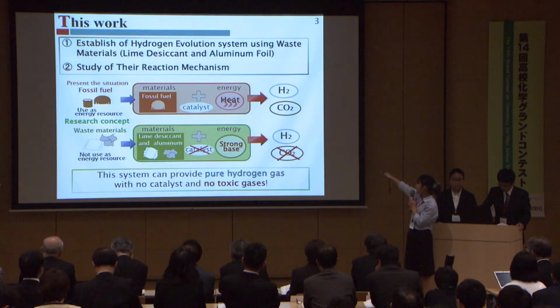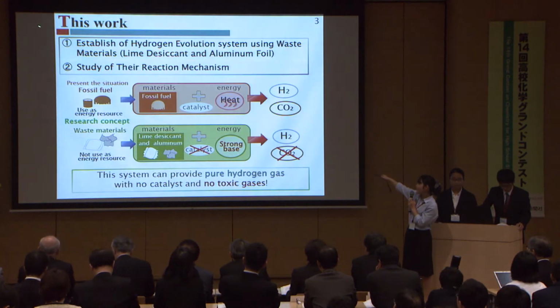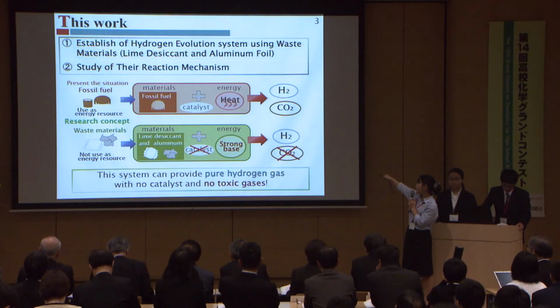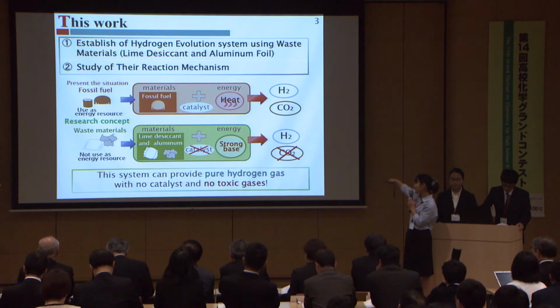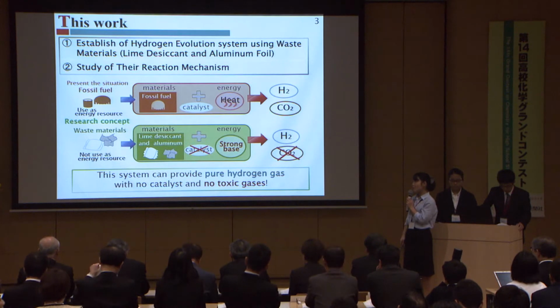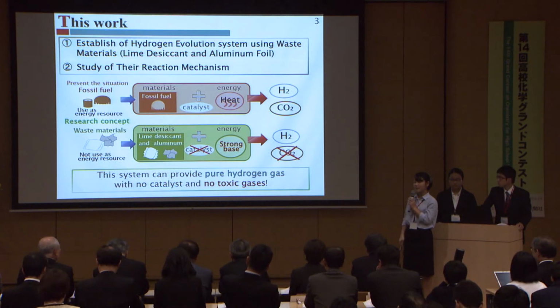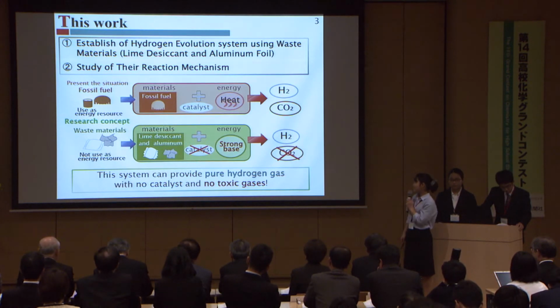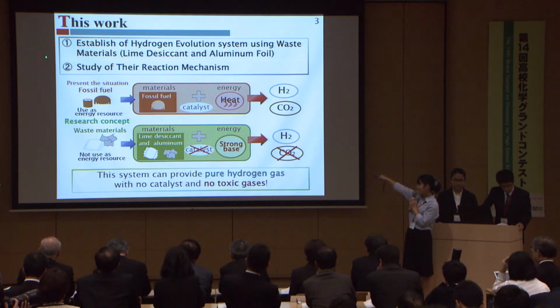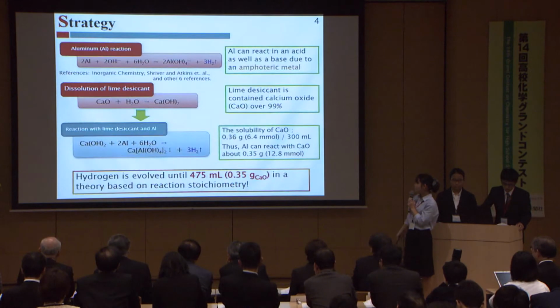Next, in this work, we investigated the establishment of a hydrogen evolution system using waste material such as lime descant and iron foil to provide pure hydrogen gas with no catalyst and no toxic gases. Furthermore, surprisingly, we found that this reaction does not proceed theoretically. So we also investigated their reaction mechanism.